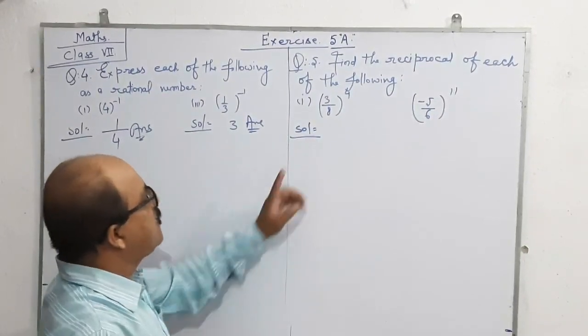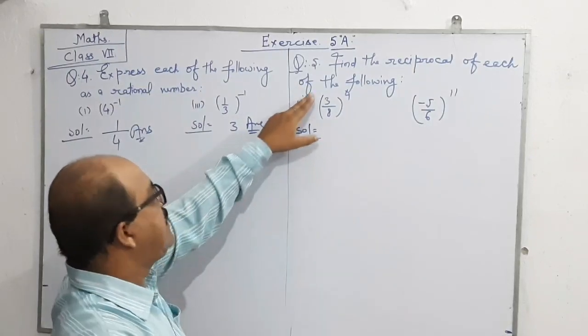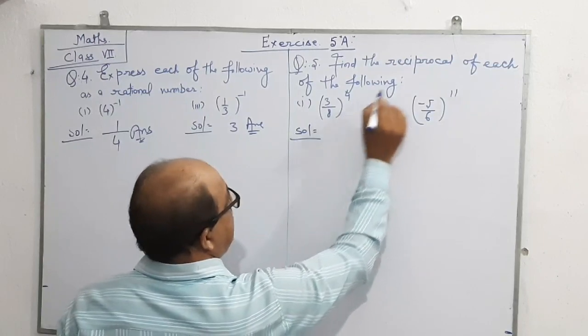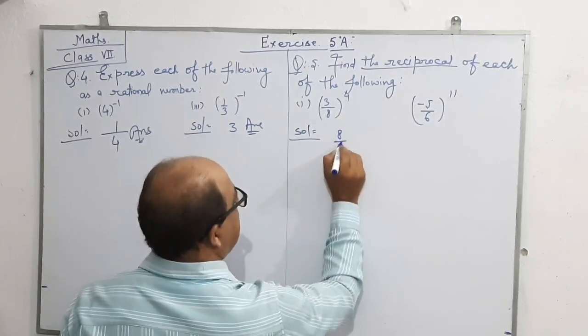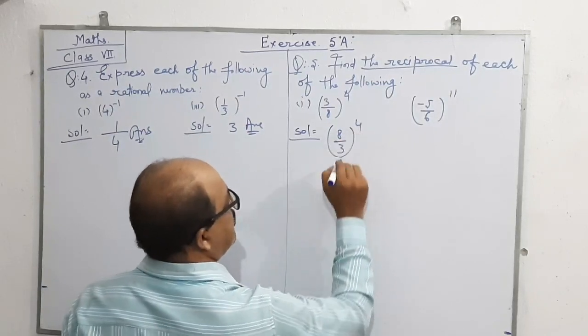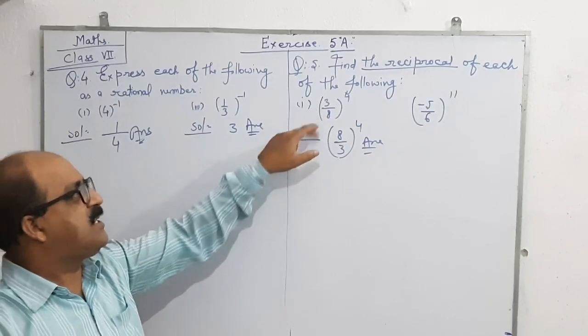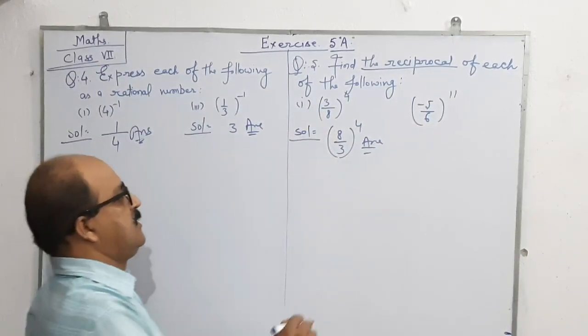In next question, question number 5, find the reciprocal of each of the following. 3 by 8 to the power 4. Here we have to write the reciprocal. It means 8 by 3 to the power 4. This one the reciprocal. Reciprocal, it means numerator becomes denominator and denominator becomes numerator.